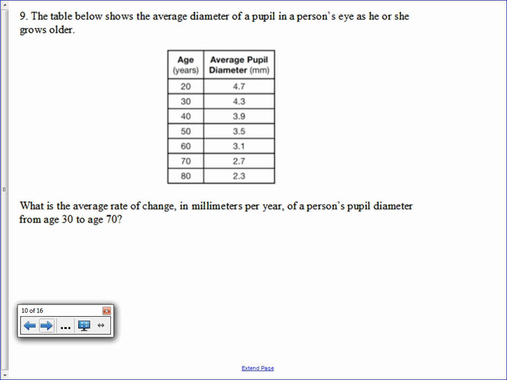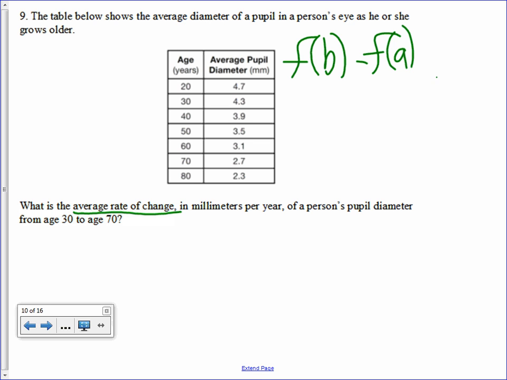The table below shows the average diameter of the pupil in a person's eye as he or she grows older. That's fantastic. What is the average rate of change? Average rate of change, we have a song for this. Average rate of change is F of B minus F of A over B minus A. I bet you thought I was going to start singing. Nope, you got to go over to the songs playlist to hear that one.